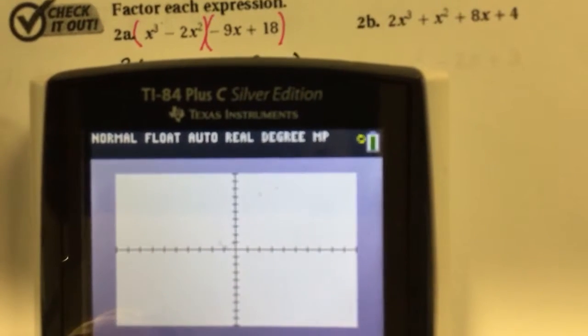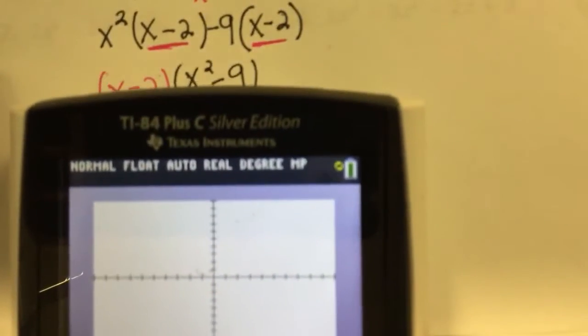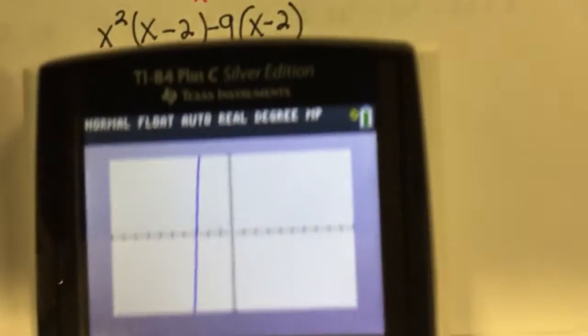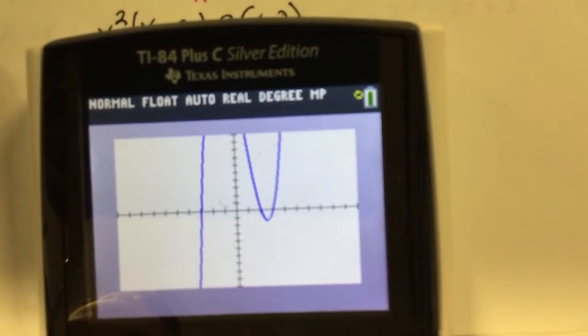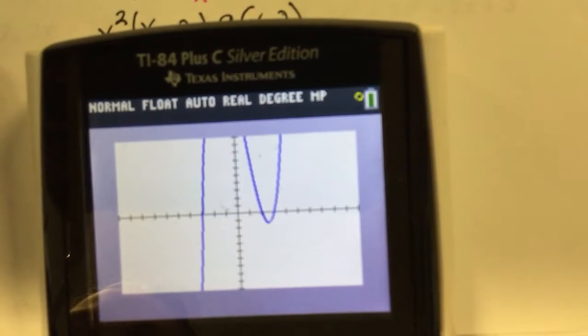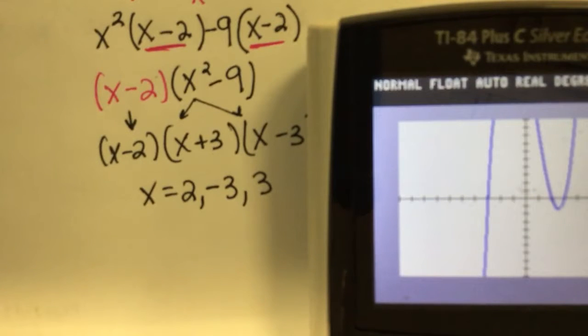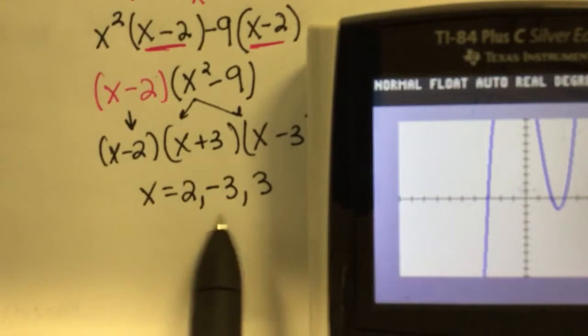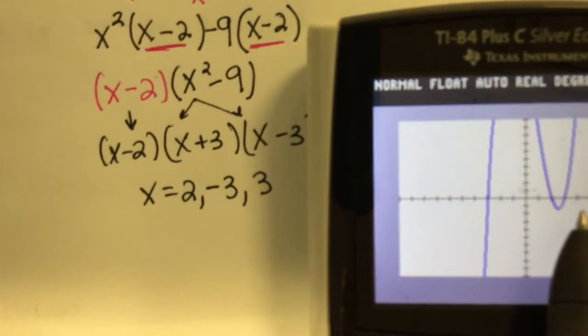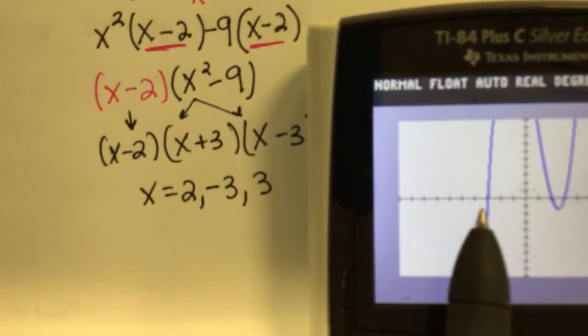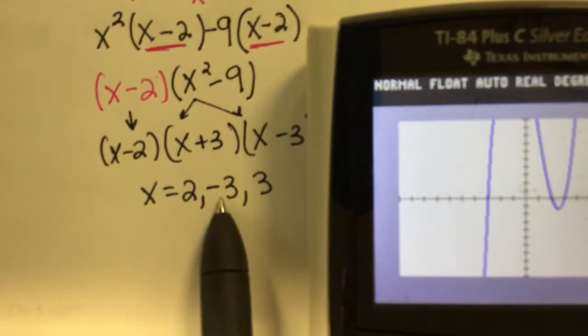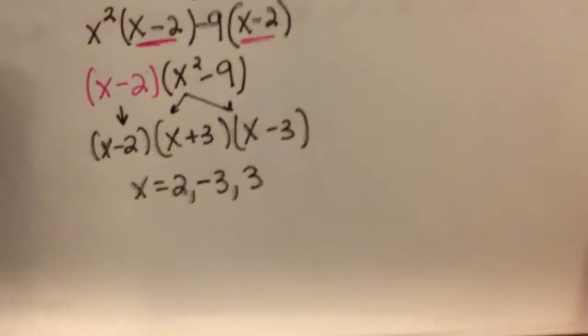So I'm going to wait for my graph to come up, and hopefully we will have x-intercepts at negative 3, positive 2, positive 3. Does that match what I got? Yes, it does. So I have an x-intercept at negative 3 right here, positive 3 right here, and positive 2 right there. All right, let's do the second example here.